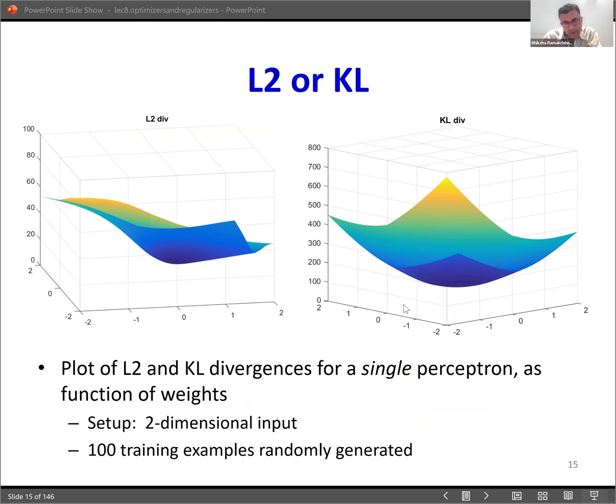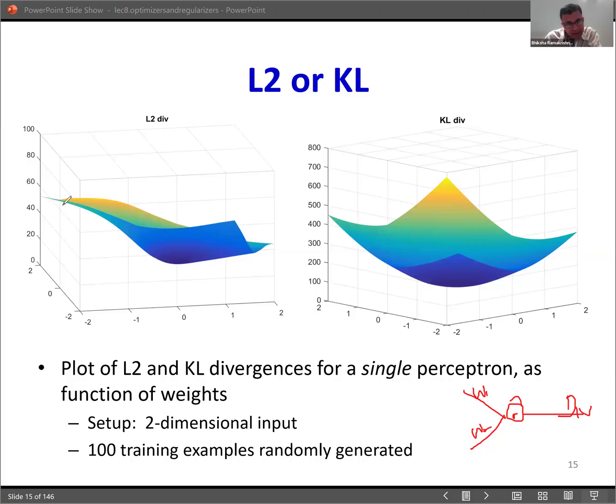Here is the L2 divergence as a function of the two weights. So let's say I have a logistic or a softmax, and it has two weights, W1 and W2. Then this divergence can be plotted as a function of W1 and W2, right? And this is your sigmoid.